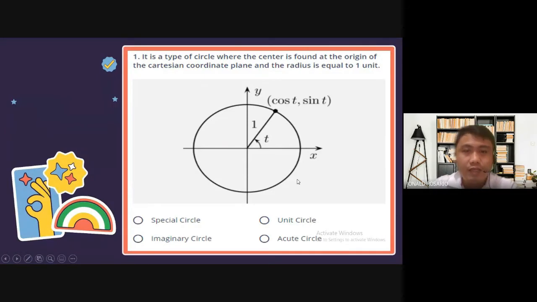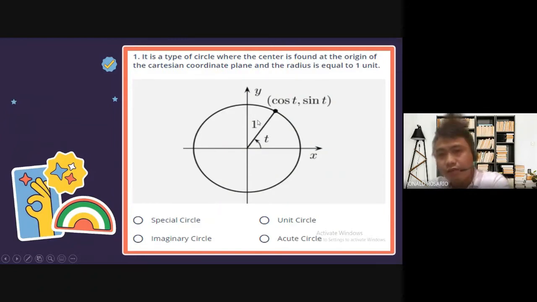Again, the answer for this one: a type of circle where the center is found at the origin of the Cartesian plane and the radius is equal to 1 is what?